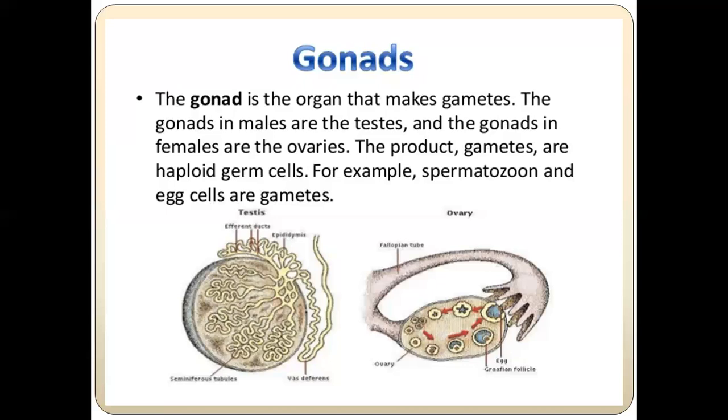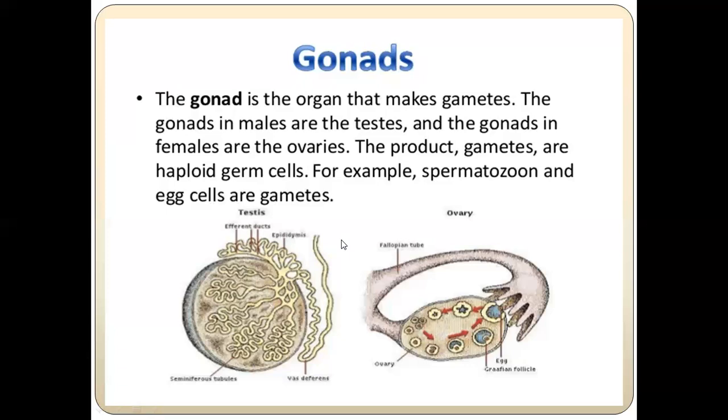Now look at this picture. The gonad is the organ that makes gametes. The gonads in males are the testes, and the gonads in females are the ovaries. The product gametes are haploid germ cells. For example, spermatozoa and egg cells are gametes. Is it clear? You can see here the gonads of female, which is called ovary, this one, and this is the male reproductive organ, it is called testis.